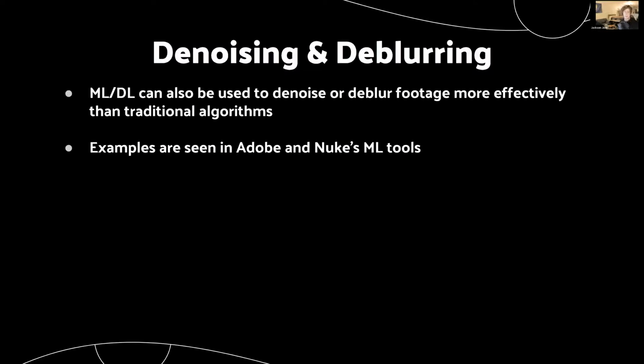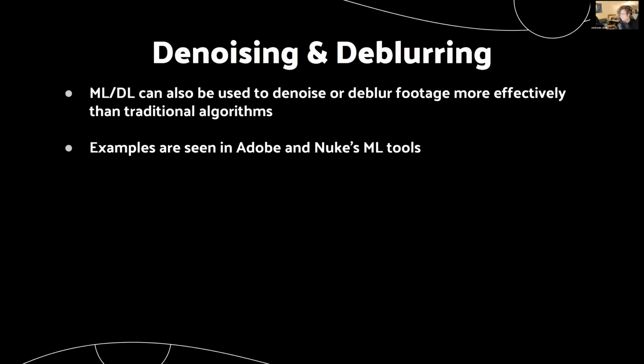And then another one that I'm sure a lot of you are familiar with is denoising and deblurring. Denoising, I think, was one of the first things that people tried to apply machine learning algorithms for, because everything from music production to film and VFX has to deal with noise, aka unwanted signal. And also deblurring, which is a pretty cool one.